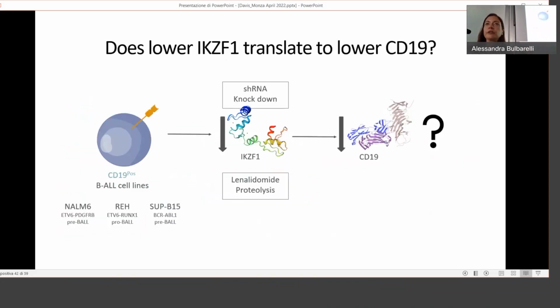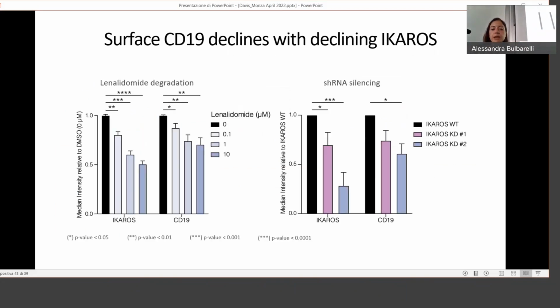So we asked the question, does lower Ikaros translate to lower CD19? So Pablo took 2 approaches in 3 ALL cell lines where he either did shRNA knockdown or proteolysis with lenalidomide, because lenalidomide targets Ikaros for ubiquitination. And by both methods, we could see that after Ikaros knockdown, either through drug modulation or shRNA silencing, as Ikaros goes down, CD19 also goes down in both cases and in all 3 cell lines.